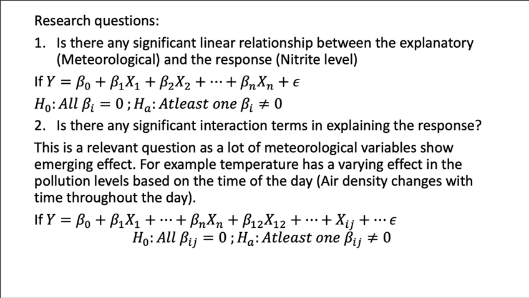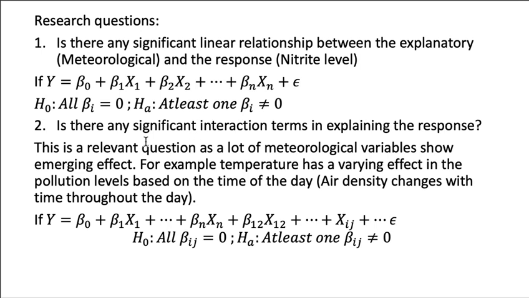So let's look at the specific research questions. First we'll start out with seeing whether there is any significant linear relationship between the explanatory and the response variables in the first place. So this would be our model. This is a linear model with response y and the x_i's as the explanatory variables, and our null is whether all of the coefficients are zero, or at least one of them is not zero. This is the general global test.